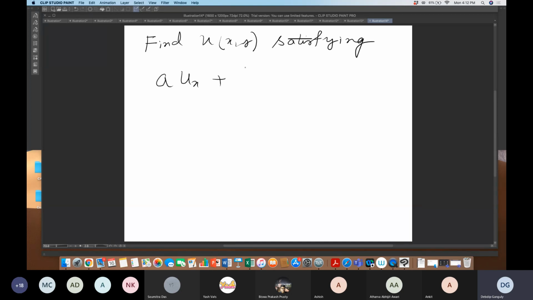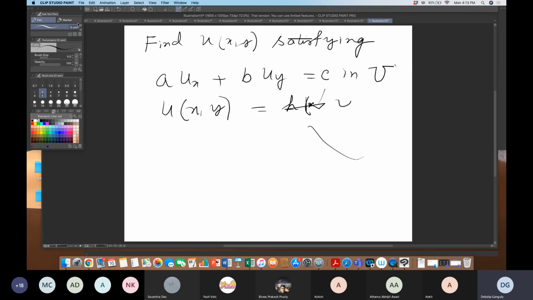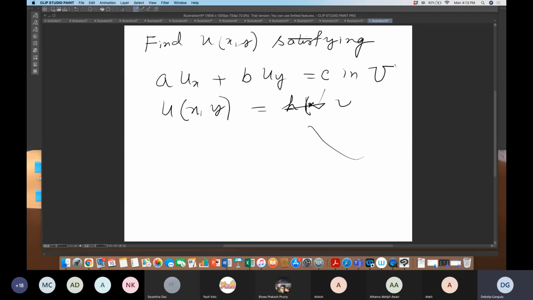a, b, c are not constants, you know what they are. a u_x plus b u_y equal to c in some open set U, and what is the boundary condition? u of x, y is given by some h of x, y. Find u satisfying the equation, and the boundary condition, or the initial data, is h of x, y on gamma.